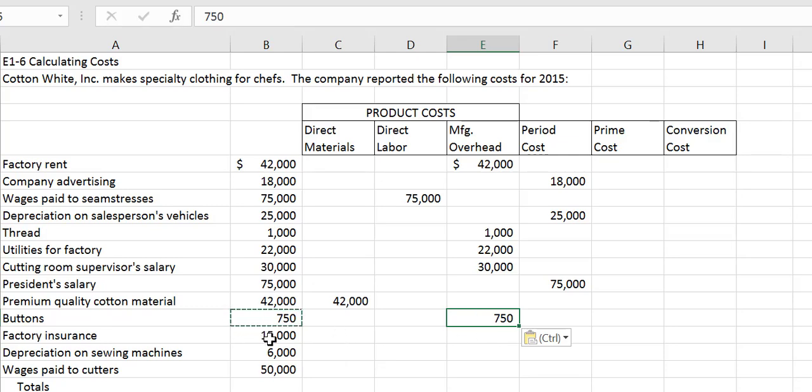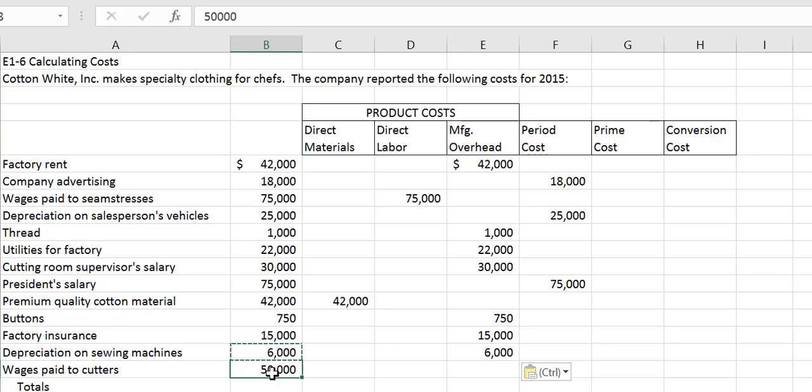Factory insurance, costs of running the factory, that's manufacturing overhead. Depreciation on sewing machines, equipment used in the manufacture of clothing, that's manufacturing overhead. And wages paid to the cutters, those people are cutting the product, they're touching the product, they are direct labor.